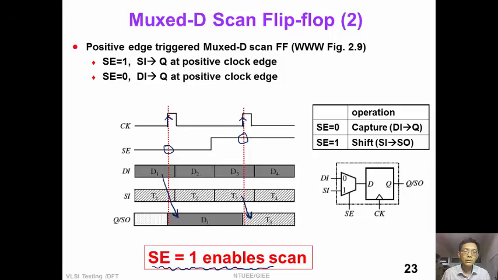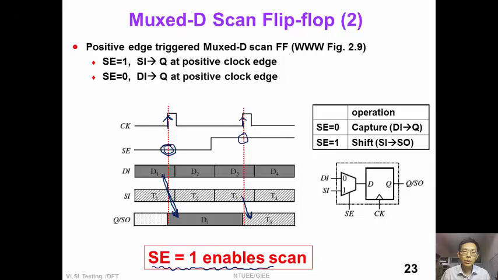This slide shows the operation of a Muxed-D scan flip-flop. Suppose this is a rising edge trigger Muxed-D flip-flop. At the rising edge of the clock, if the scan enable is 0, data coming from DI is stored in the flip-flop.